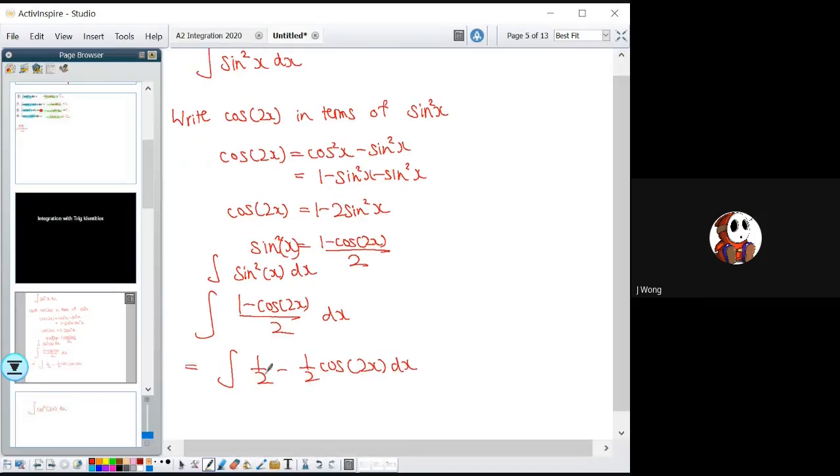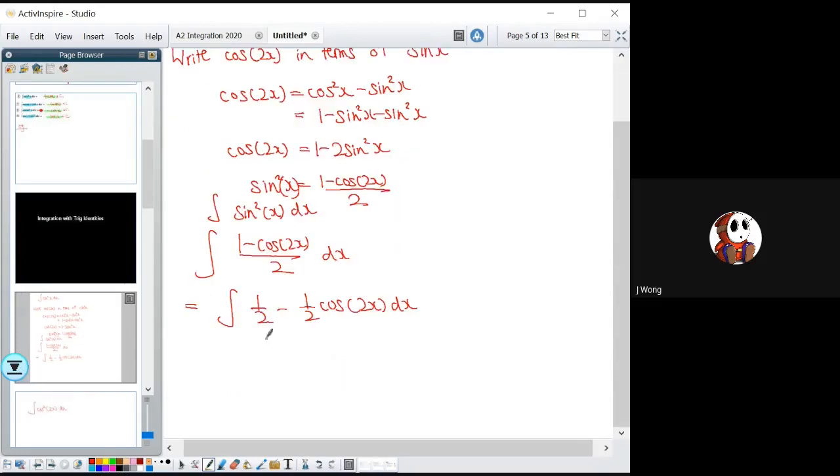And then you can integrate the half just using AS concept, so that will be a half x. When you integrate minus a half cos 2x, it's just like what we just did in the previous slide. So when you integrate cos, you'll get sine, so minus a half of a half sine 2x, where you divide by the coefficient of x as well, and you add c to it. And then you can further simplify it, and you get a half x minus a quarter sine 2x plus c.